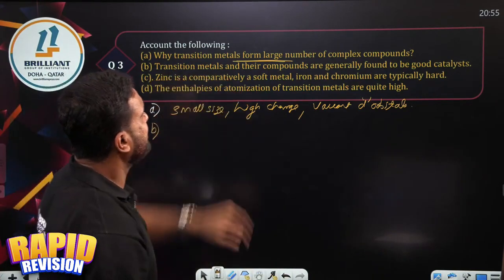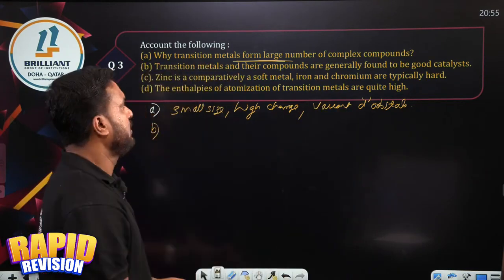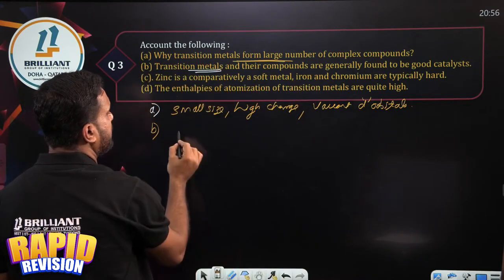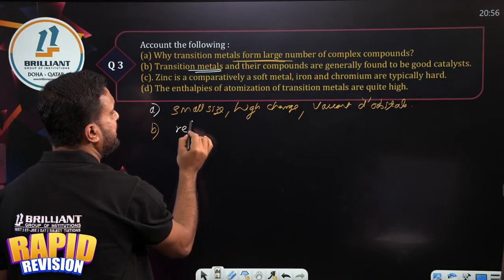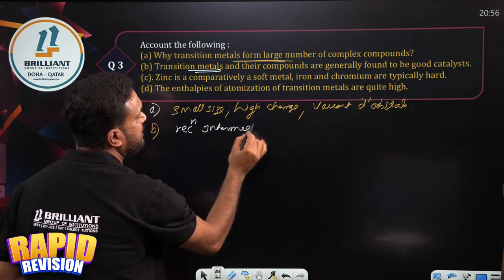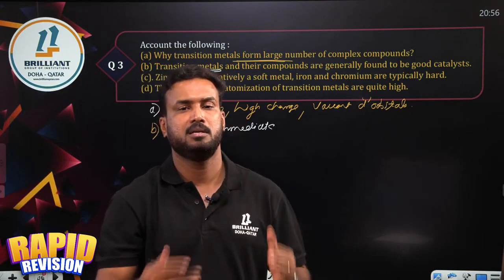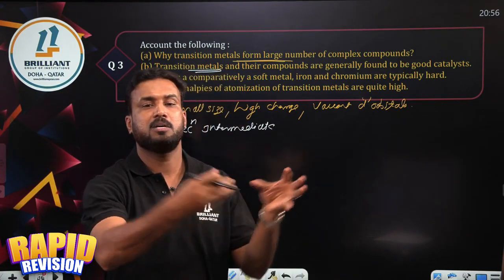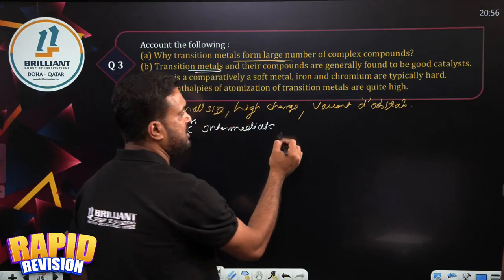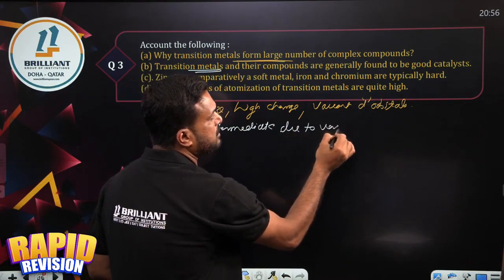Part B: transition metals and their compounds are generally found to be good catalysts. Very repeated question. So they act as good catalysts, transition metals. Why? Because they can form reaction intermediates. You know that one chapter, surface chemistry, has been deleted actually. There, reaction intermediate means it combines with the catalyst to form a reaction intermediate. Yes, due to variable oxidation state. Exactly, they form reaction intermediates due to variable oxidation state.